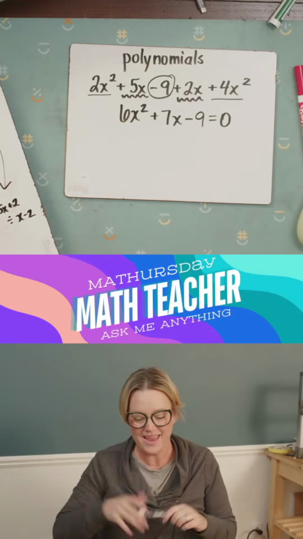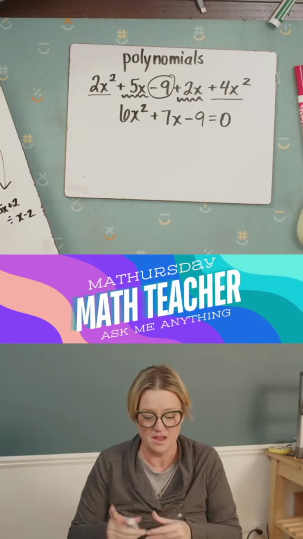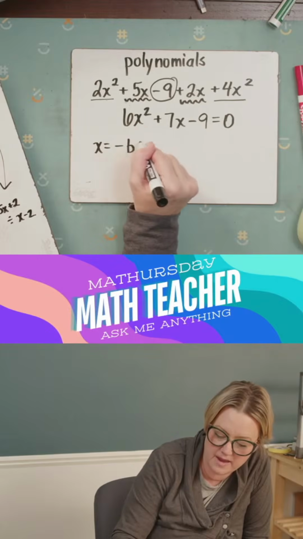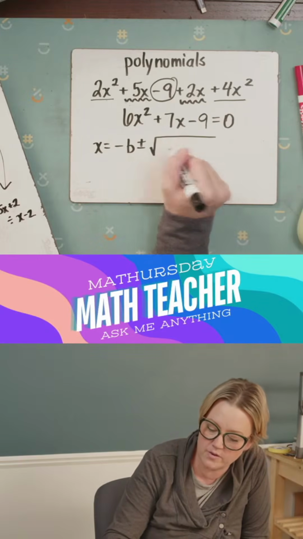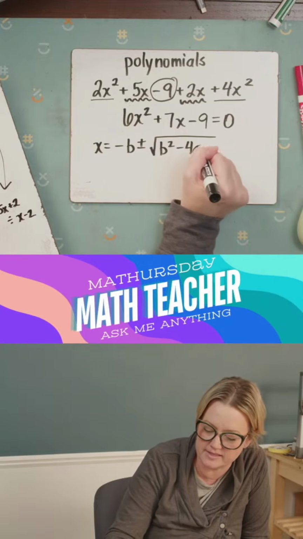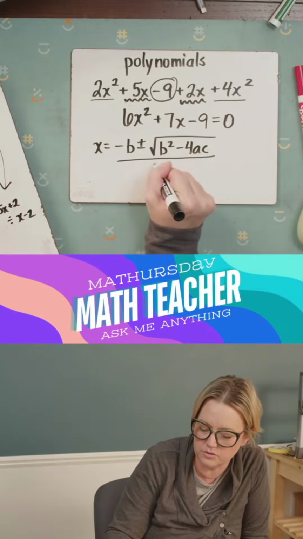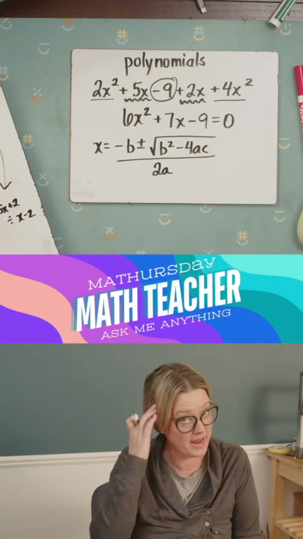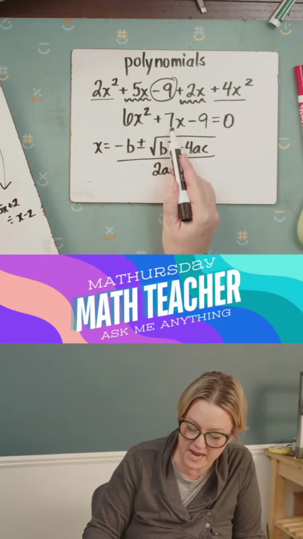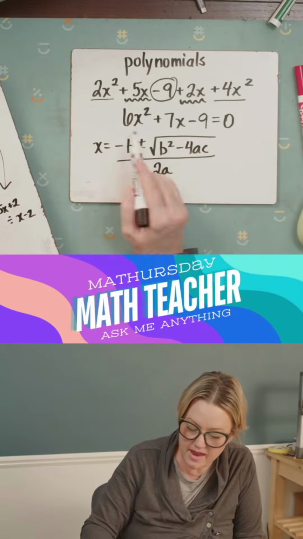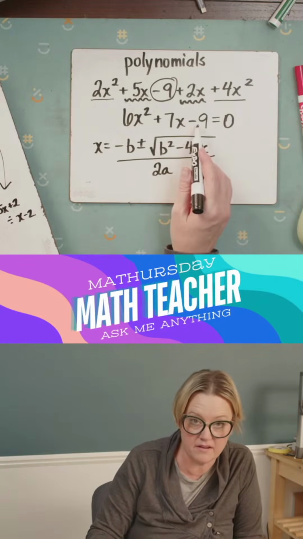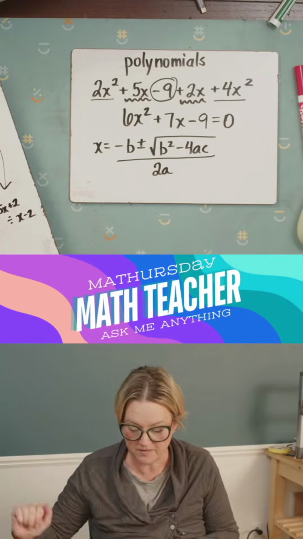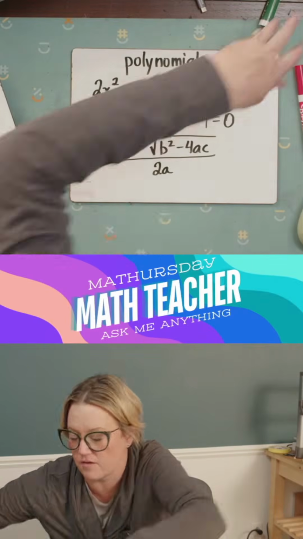Okay, so here, I'm just going to go with the quadratic formula because I don't feel like factoring it. So we're going to go with x equals negative b plus or minus the square root of b squared minus 4ac all over 2a. Thank you to those of you who were singing along with me. Okay, I wasn't really singing, but in my head I was. Okay, so b is 7, a is 6, and c is negative 9. So now we just plug in, and then we're going to solve.